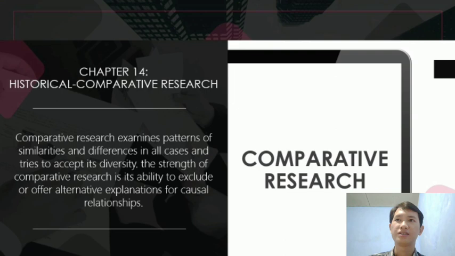And the next is chapter 14, historical comparative research. Comparative research examines patterns of similarities and differences across cases and tries to accept their diversity. The strength of comparative research is its ability to exclude or offer alternative explanations for causal relationships.